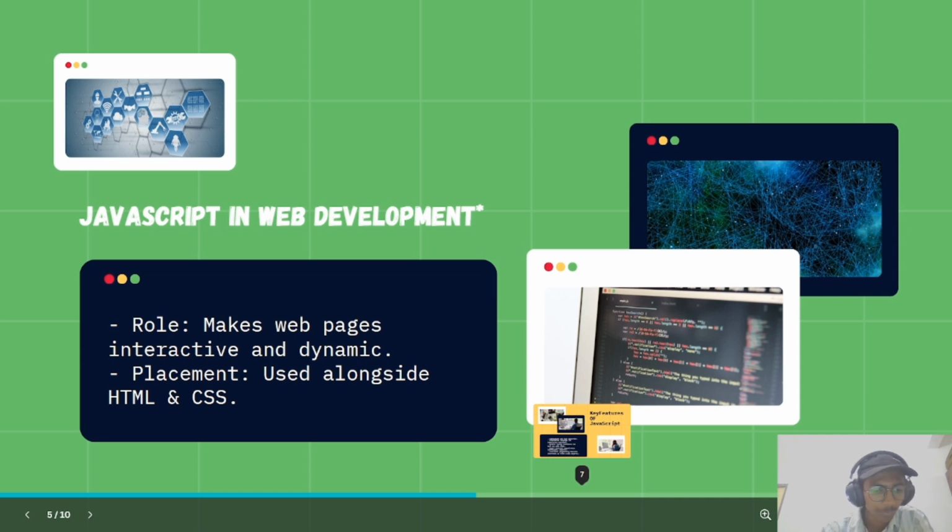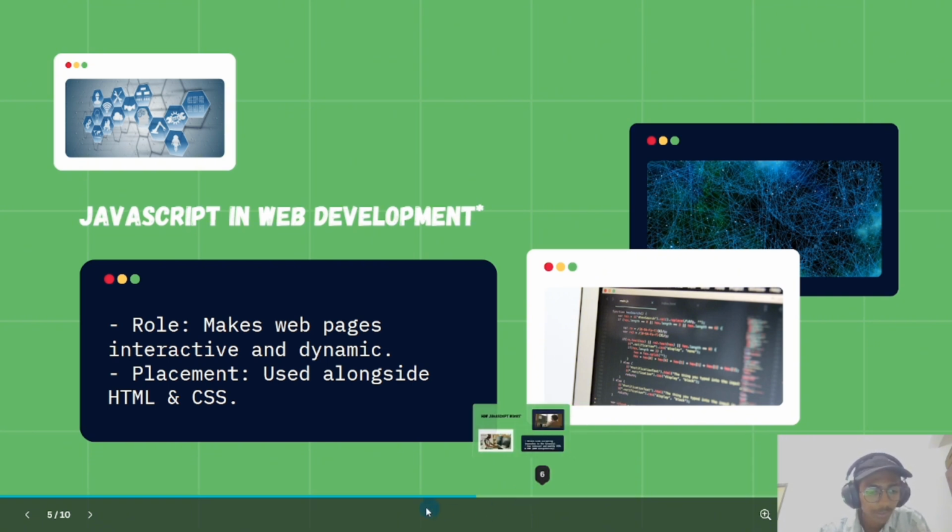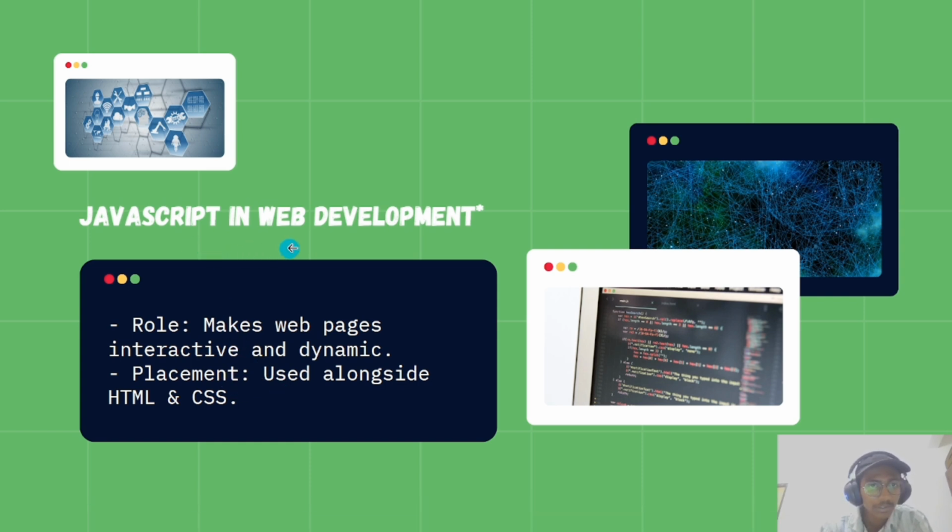JavaScript in web development. JavaScript plays a key role in modern websites. HTML provides the structure, CSS provides the style, and JavaScript adds behavior and interactivity. This trio forms the backbone of front-end development, allowing websites to respond dynamically to user input. In web development, JavaScript makes web pages interactive and dynamic, and it is placed alongside HTML and CSS.